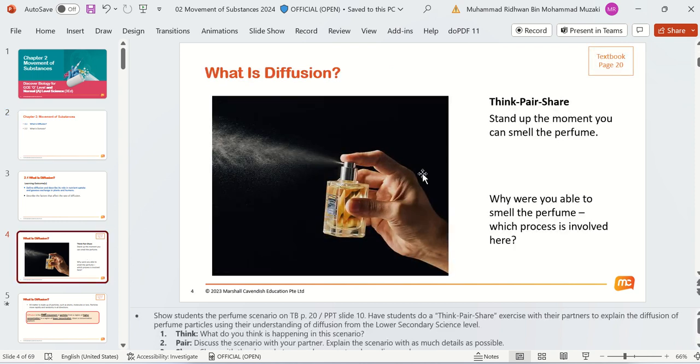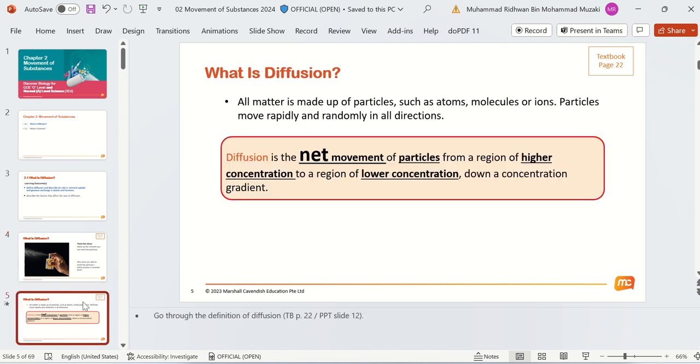Now, some everyday examples of diffusion. I'm sure some of you have perfume at home. If you spray the perfume into the air, eventually the smell is going to reach the other part of the house. Now why is this possible? It's because of diffusion. So what is diffusion?